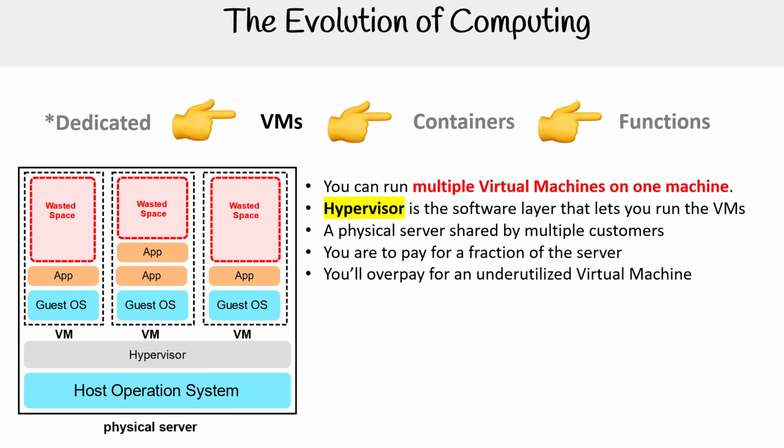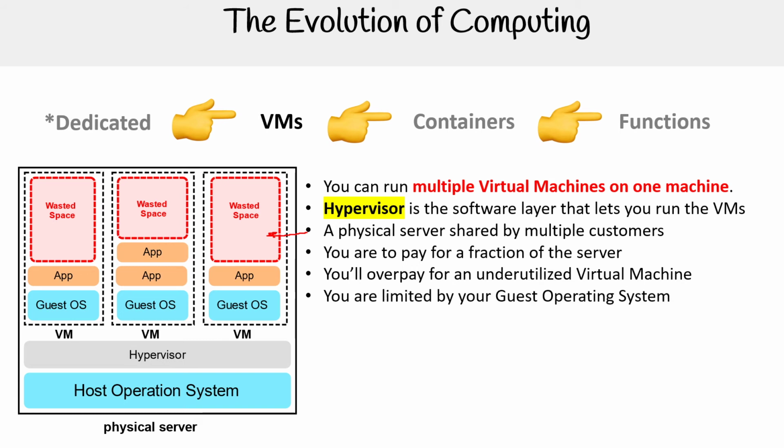You'll still end up overpaying for the underutilized virtual machine, because with a virtual machine you still have to say how many vCPUs and how much memory, and you don't want an app that uses 100%, right? You want to use exactly the amount you need, but you can see here there's still going to be some underutilization.